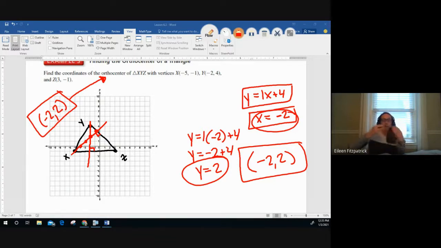So you have to think about the terminology. You need to know that the orthocenter is the intersection of the altitudes. You need to understand that the altitude goes from the vertex perpendicular to the opposite side. And then you need to start thinking Algebra 1. Perpendicular lines have opposite reciprocal slopes. So if I find the slope of this line, then the line that's going to be perpendicular has the opposite reciprocal slope. So there's a lot of things to think about when you're working through these problems.